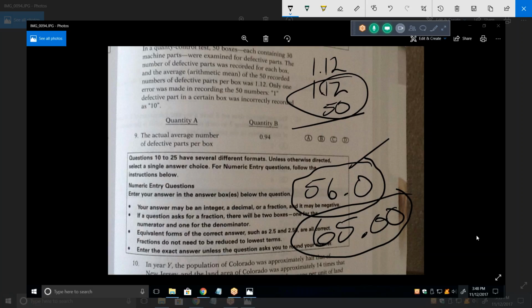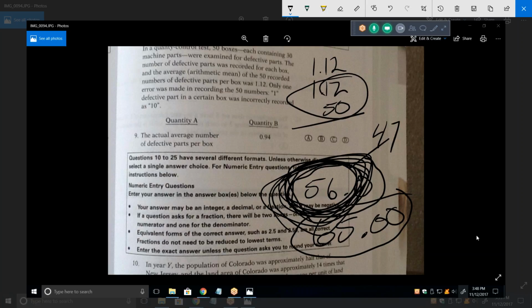Okay, so wait, one of the boxes, 47. It's not. I have a question about the problem. When it says only one error was made in recording the 50 numbers, one defective part was incorrectly recorded as 10, that messes up the average in that particular box, right?